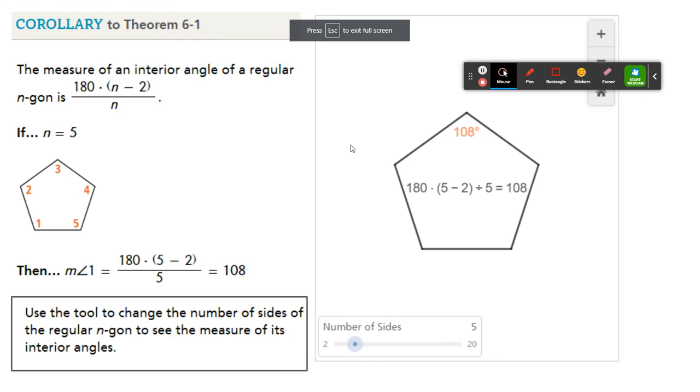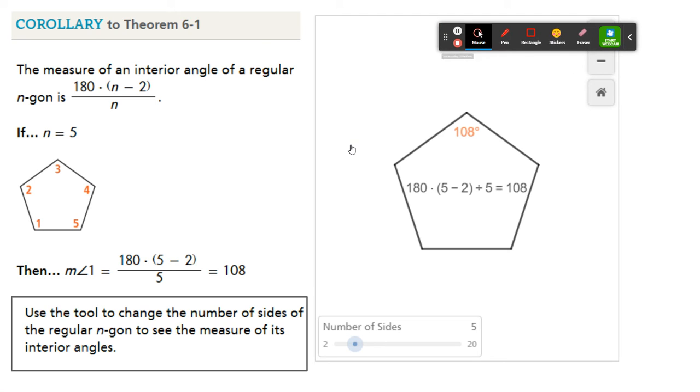Now let's take a look at one of these corollaries. A corollary is an idea from a theorem. So this directly relates to the theorem we just talked about. This corollary says the measure of an interior angle of a regular n-gon is 180 times n minus 2, divided by n. This idea here is saying, okay, let's take the sum of all the angles, and since it's a regular polygon, all of the angles must be the same. So just divide by the number of sides, which is the same thing as the number of angles, right?